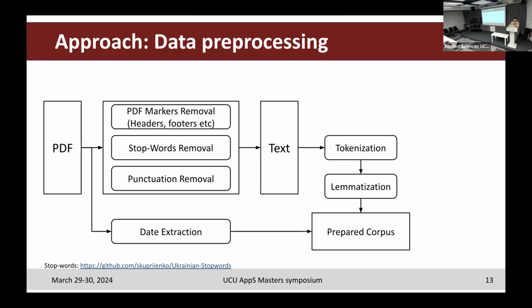Initially, it contained approximately 2,000 stop words, but we increased it to approximately 2,500 because we have a really specific topic and we need to include some specific stop words. Also, we are removing punctuation, and after that we get this text. After that, we applied tokenization and lemmatization, and finally we get the prepared corpus. That was the first flow.